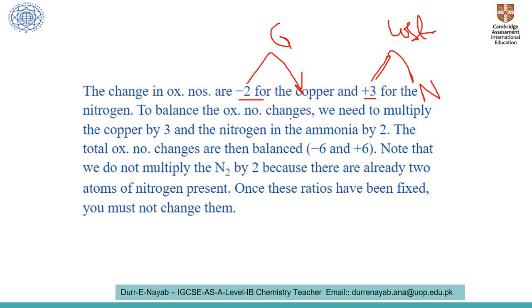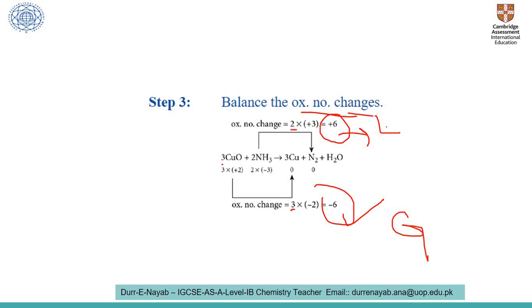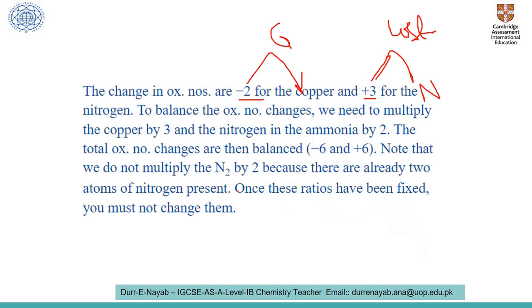Okay, to balance the oxidation number changes, we need to multiply the copper by 3 and the nitrogen, the ammonia, by 2. So what we did, we multiplied the copper with 3 in the copper oxide, and to balance nitrogen, we multiplied 2 in the ammonia case. Now the total oxidation number changes are balanced, -6 and +6. Note that we do not multiply the nitrogen by 2 because there are already 2 atoms of nitrogen present.